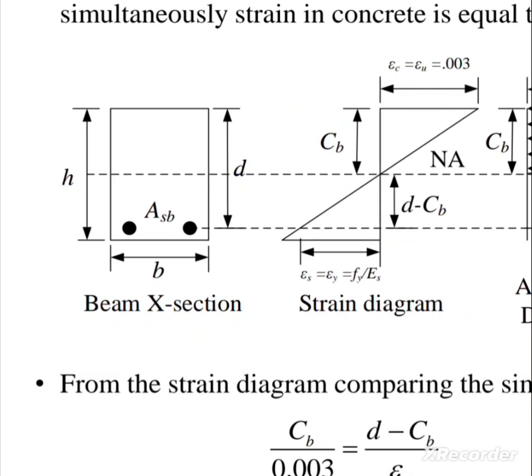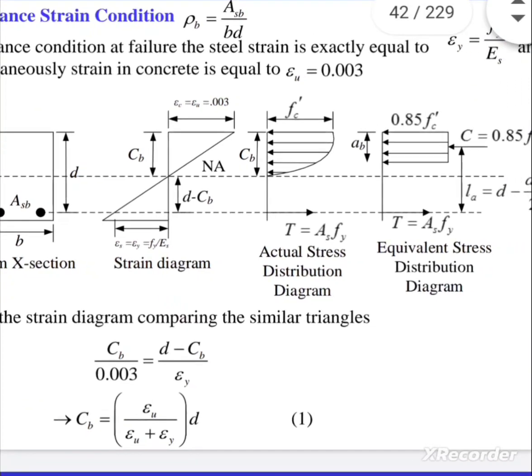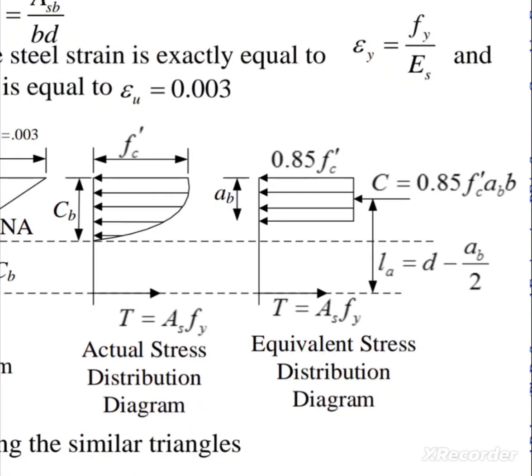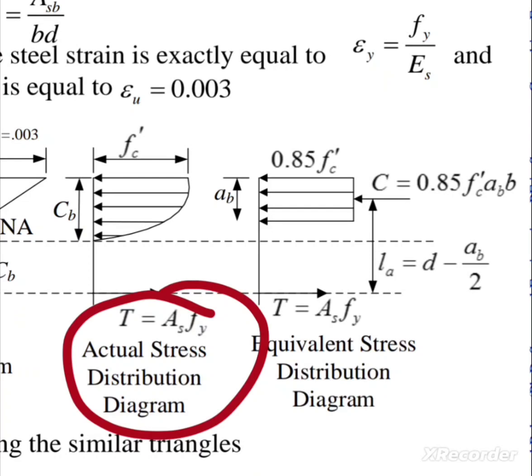And if a strain is produced in a beam, then stress will also be produced in the beam. So remember this: if strain produces, then stress also produces, because stress depends on strain. The assumption says that the actual distribution of stress will be parabolic, rectangular or trapezoid. The actual distribution of the stress diagram for this beam I will be discussing will be parabolic.